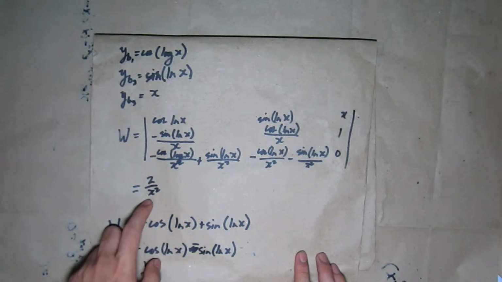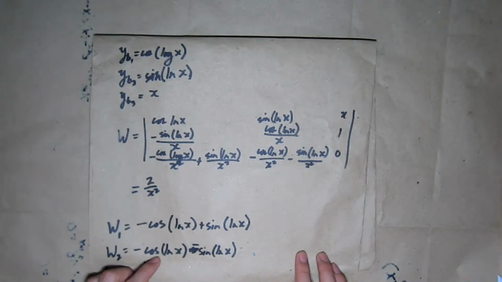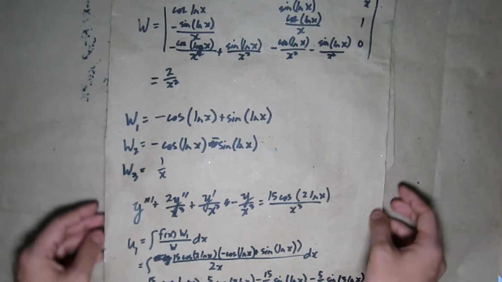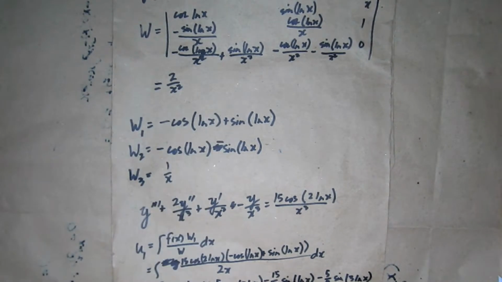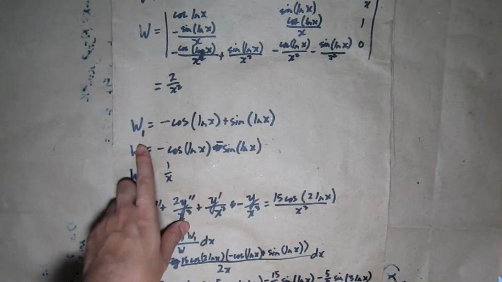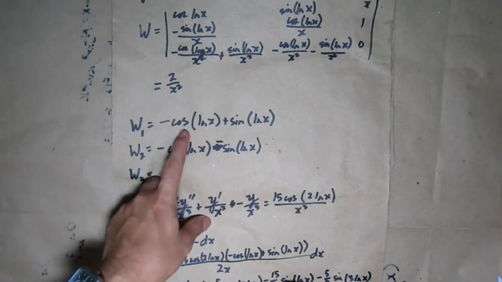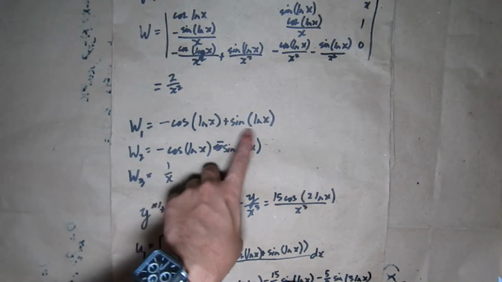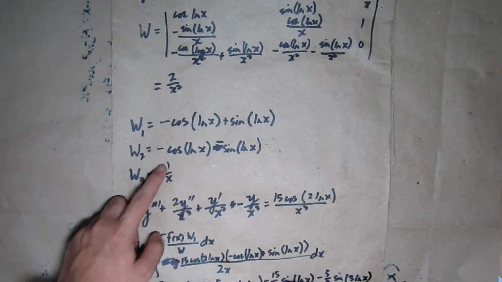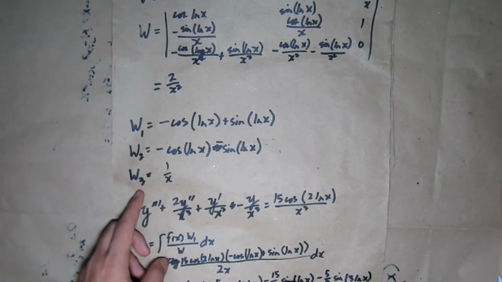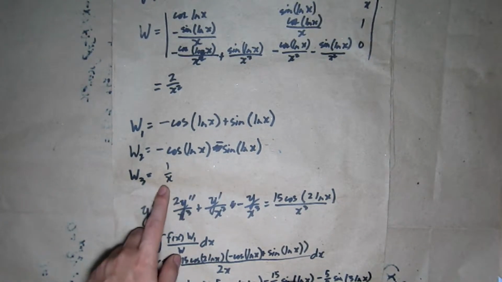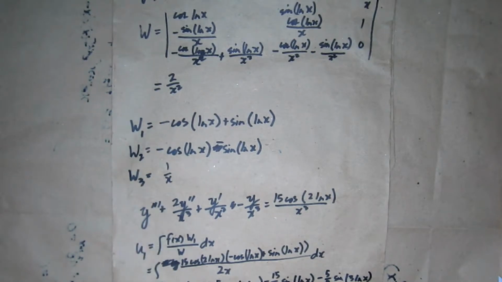We have 2 over x squared. And then we also solve for the determinants of the Wronskian. So we have here w sub 1 is equal to negative cosine ln x plus sine ln x. W sub 2 is equal to negative cosine ln x minus sine ln x, and w sub 3 is equal to 1 over x.